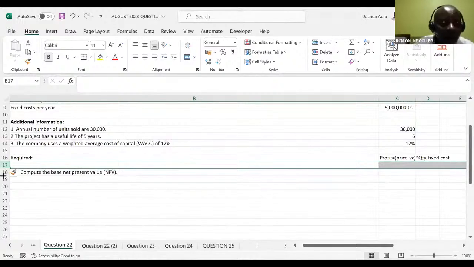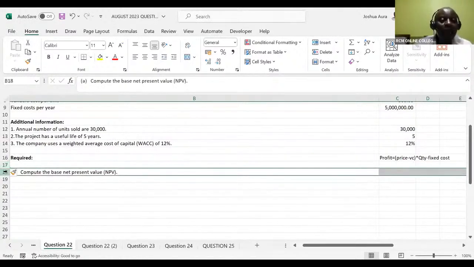But if I want to add a row between 18 and 17, it's very easy. Control Shift, and then in this case I say plus.